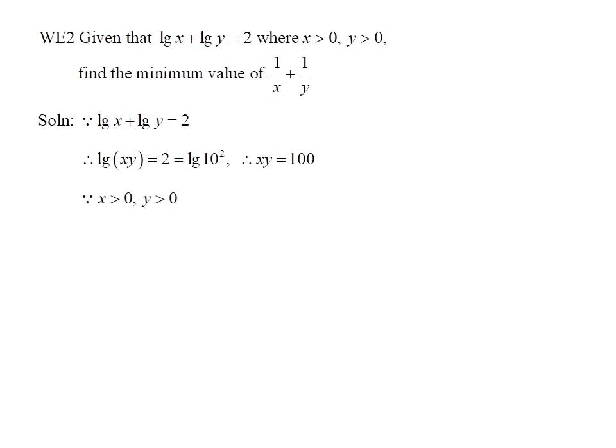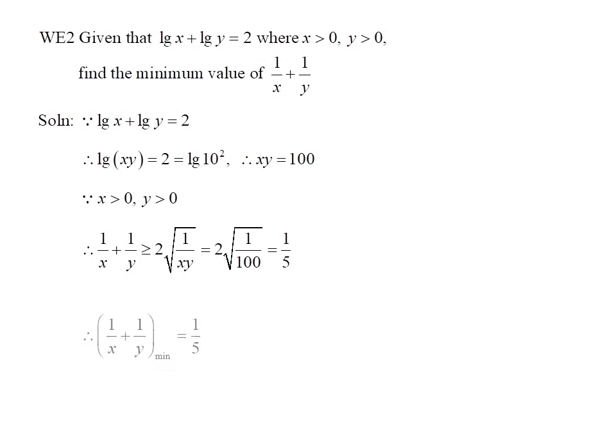Since both x and y are positive real numbers, 1 over x plus 1 over y is greater than or equal to 2 times square root of 1 over xy, which equals 2 times square root of 1 over 100, which equals 1/5. Based on the above, the minimum value of 1 over x plus 1 over y equals 1/5.